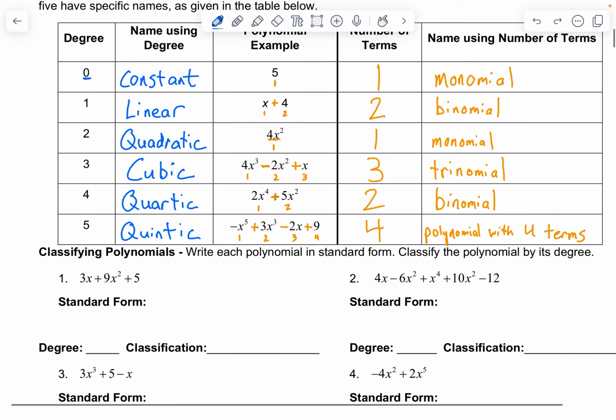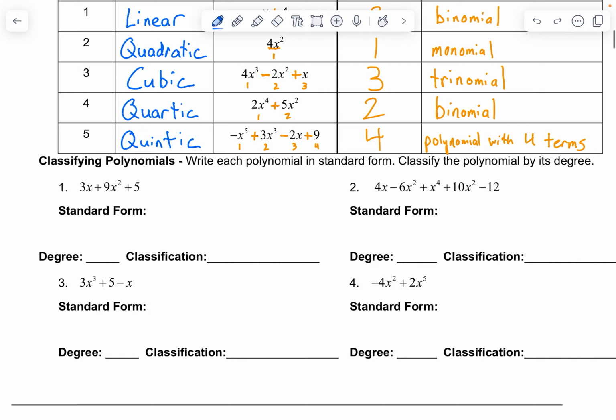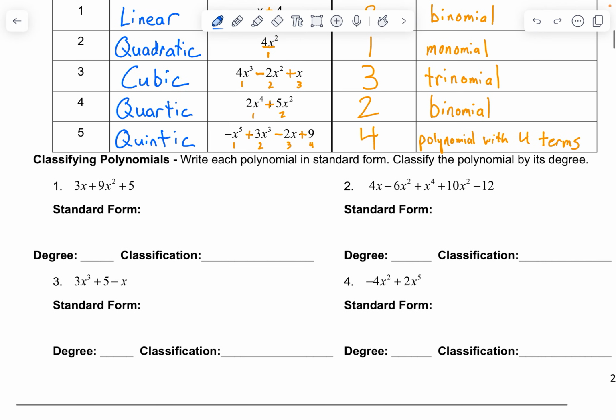So to finish up this lesson, we're going to look at these last 4 examples. And here's what we're going to do for these examples. We are going to first put it in standard form that we talked about earlier. Then we're going to classify it by degree, which was also up top in our vocab. And then we'll classify it.